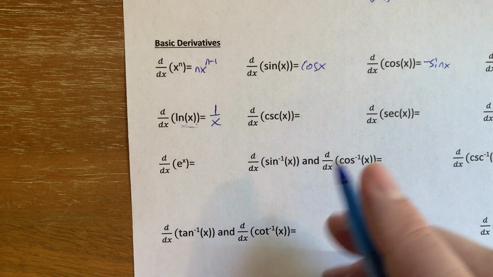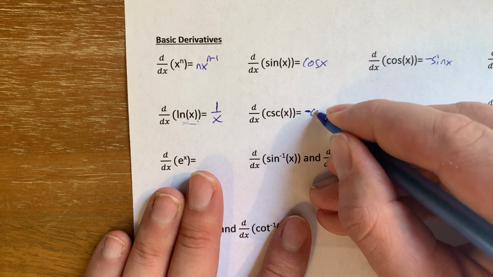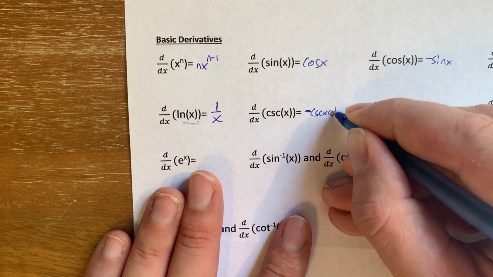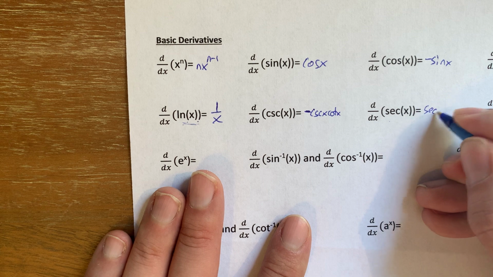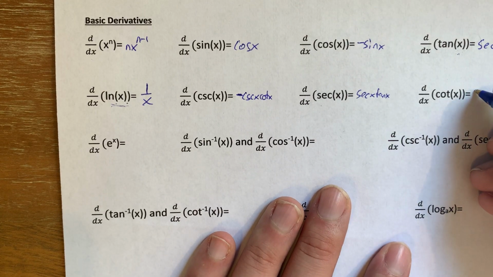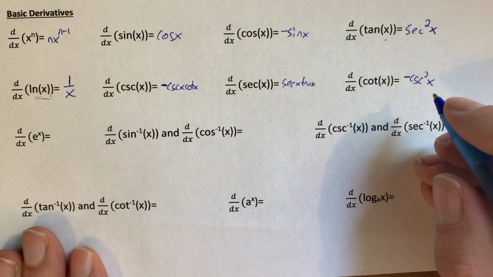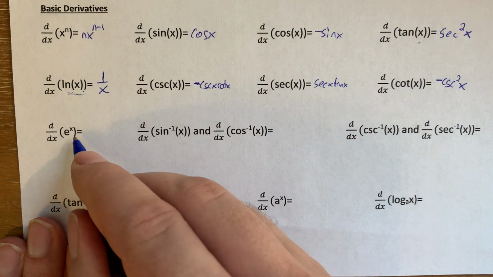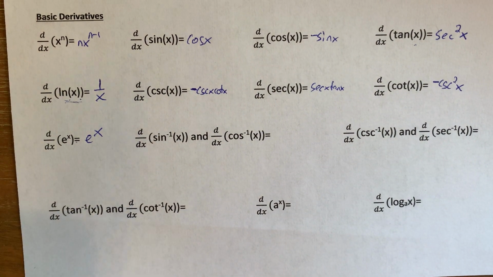The derivative of cosecant, hopefully we're starting to memorize these. The derivative of cosecant is negative cosecant cotangent. The derivative of secant is secant tangent. The derivative of cotangent is negative cosecant squared of x. And, oh, you guys couldn't see that? I hope you could see it. And lastly, the derivative of e to the x is e to the x. And that is all the ones we've learned so far.